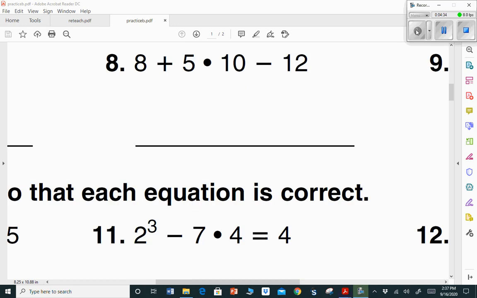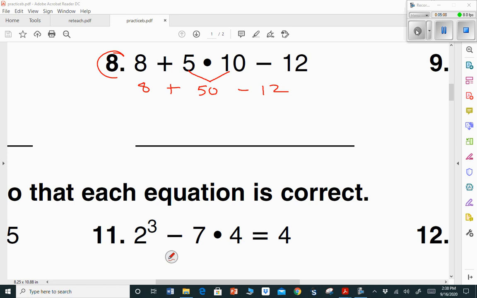Okay, I think number 8 would be the next simplest one that we have here. How many operations do we have? We've got addition, multiplication, and subtraction. Which one comes first in the order of operations? That would be multiplication. So we're going to do that piece first. 5 times 10 is 50. Bring everything else down. 8 plus and minus 12. Don't do anything else before you bring all that stuff down.